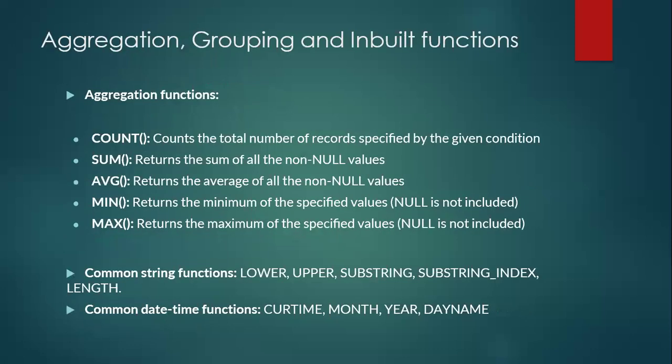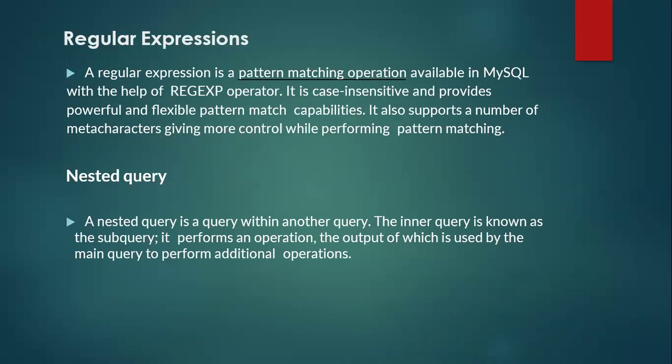Then we discussed the aggregate, grouping, and inbuilt functions. The aggregate functions are count, sum, average, minimum, and maximum. The string functions are lower, upper, substring index, and length. And the date and time functions are current time, month, year, and day name. So these are some inbuilt functions. Then we discussed the regular expression. It provides some additional features while searching patterns in the column of the table.